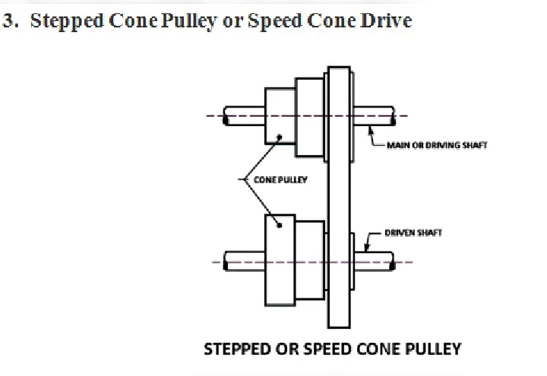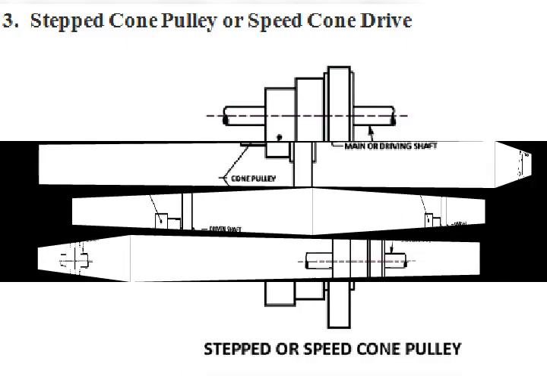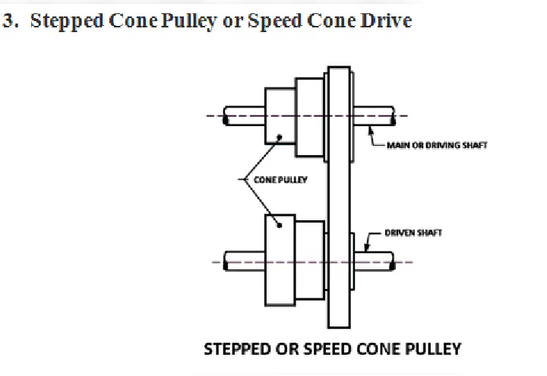Next case will be the stepped cone pulley or speed cone drive. Here generally what we make is like a compound pulley, because the main or driving shaft has 3 sets of pulleys with varying diameters like a stepped cone. Next, in the case of the driven shaft also the same, and as and when we need the speed, the belt position can be changed. That is called stepped cone pulley or speed cone pulley.